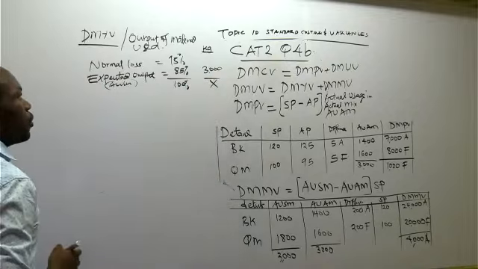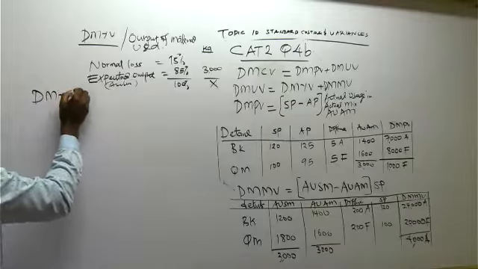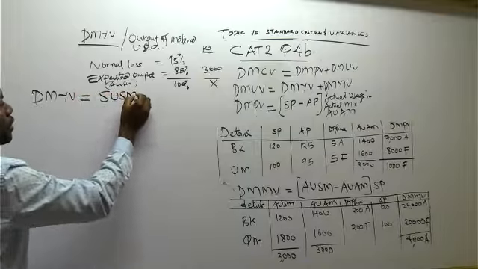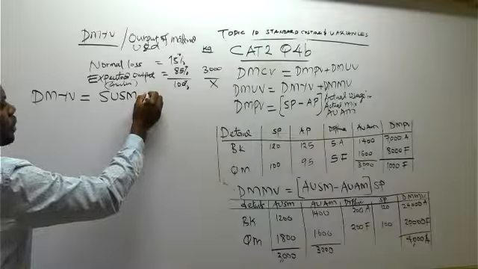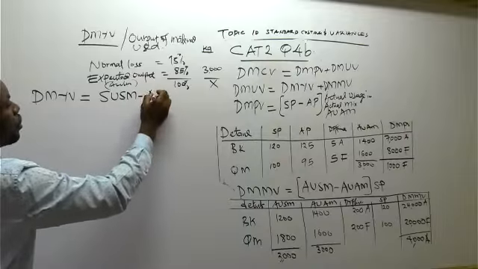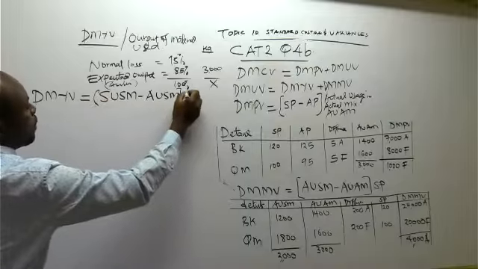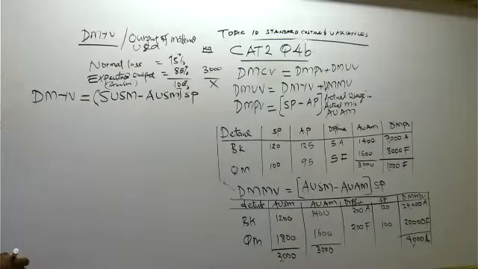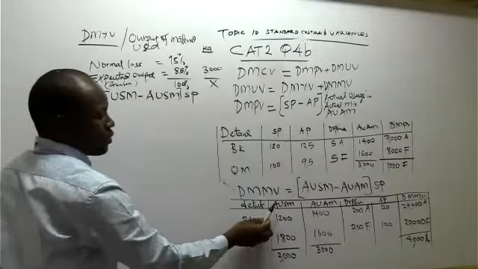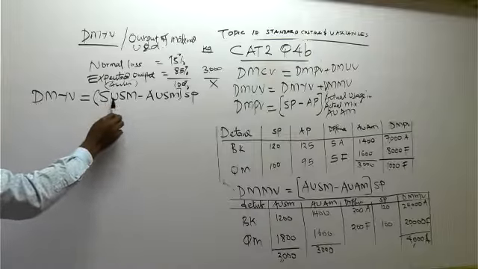Hiyo X tuna lack because direct material yield variance is equivalent to standard usage in standard mix minus actual usage in standard mix. Then the whole of this you multiply by the standard price. Actual usage in standard mix, tuko naye hapa ndio hii. What you are now lacking is standard usage in standard mix.